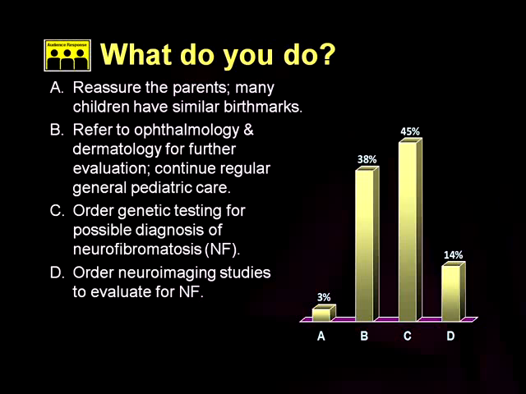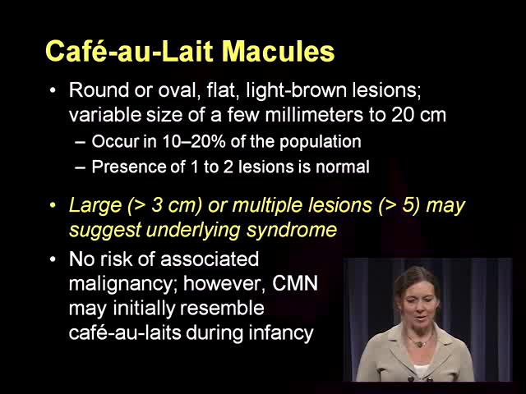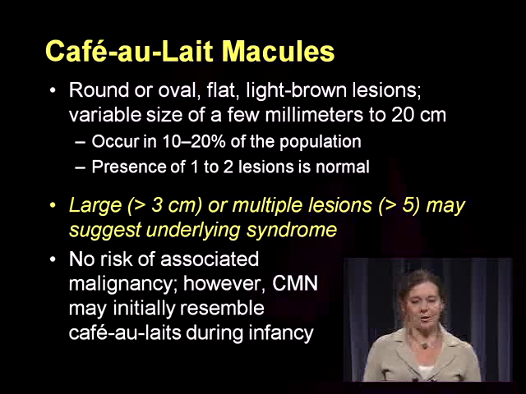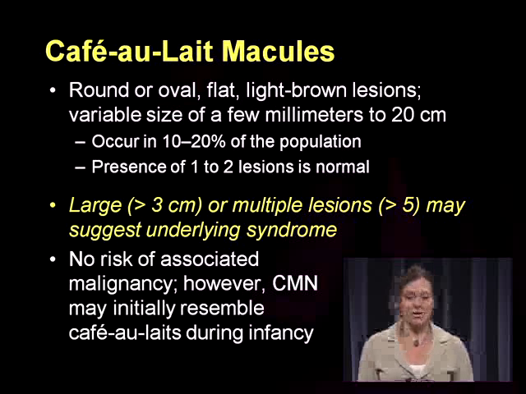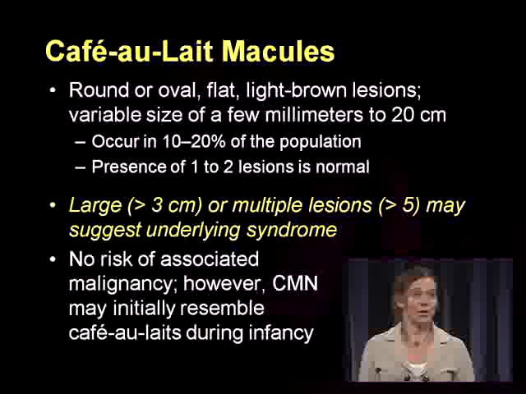Okay, so let's talk a little bit about cafe au lait macules and neurofibromatosis. Cafe au lait macules are round or oval, flat, light brown lesions. They vary in size from a few millimeters to many centimeters. And they're very common. They occur in about 10 to 20% of the population, and having one or two of these lesions is quite normal.